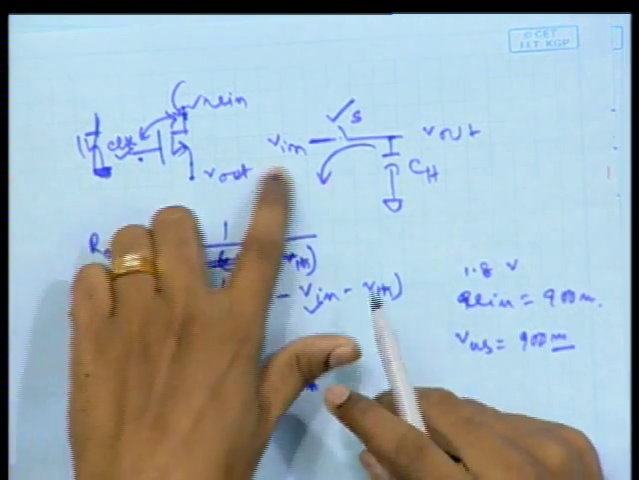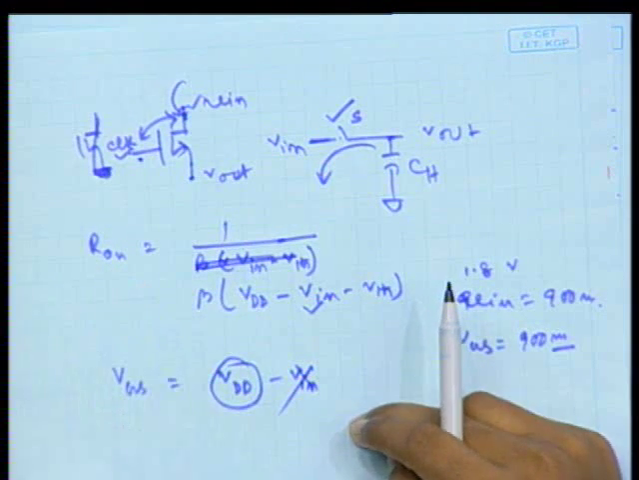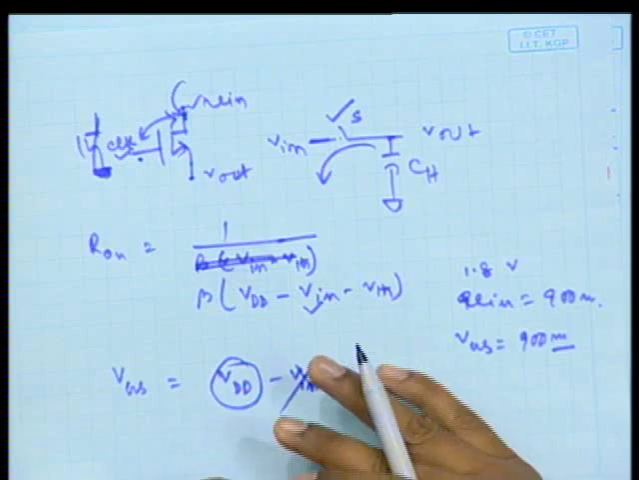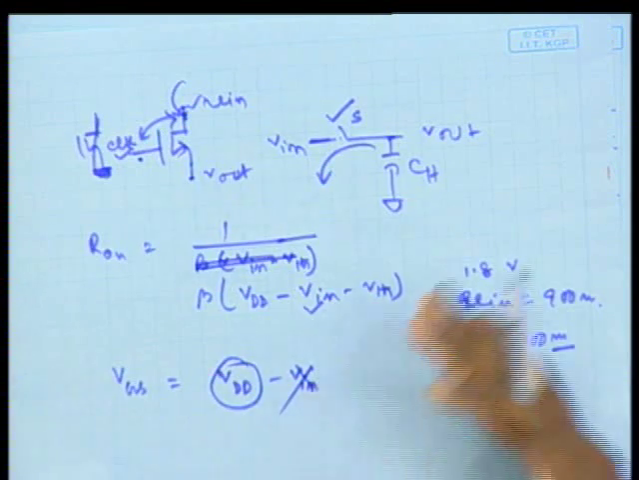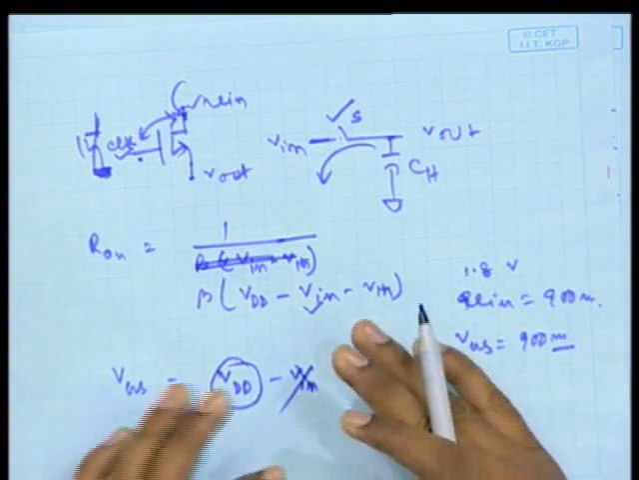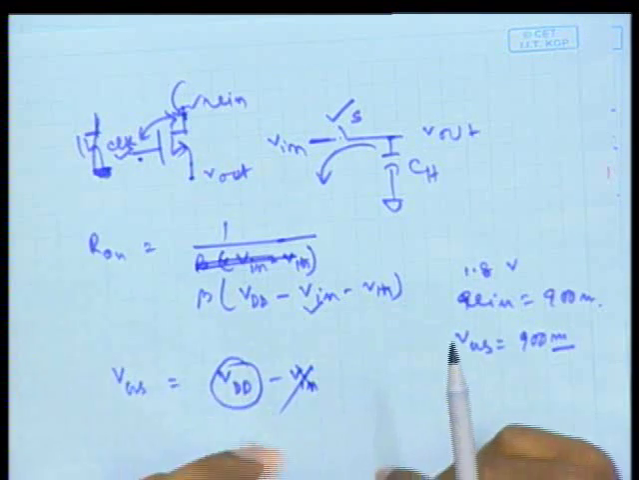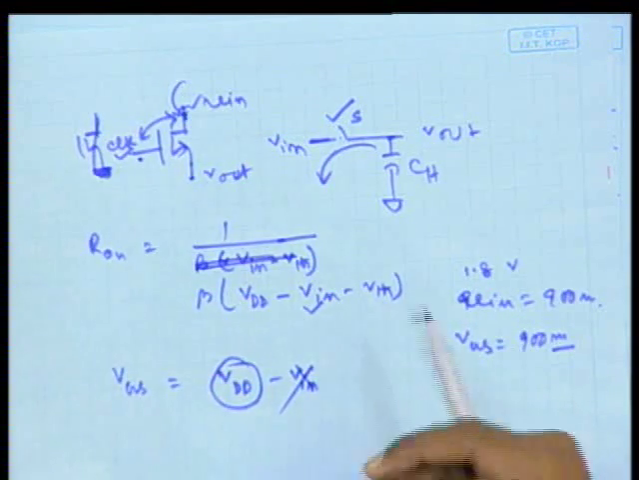So this is only the speed consideration. When you consider the speed of a switch, you need to consider the on resistance, off resistance, all those things. Now I'll talk about the accuracy requirement, meaning what kind of errors a switch can introduce to your circuit.